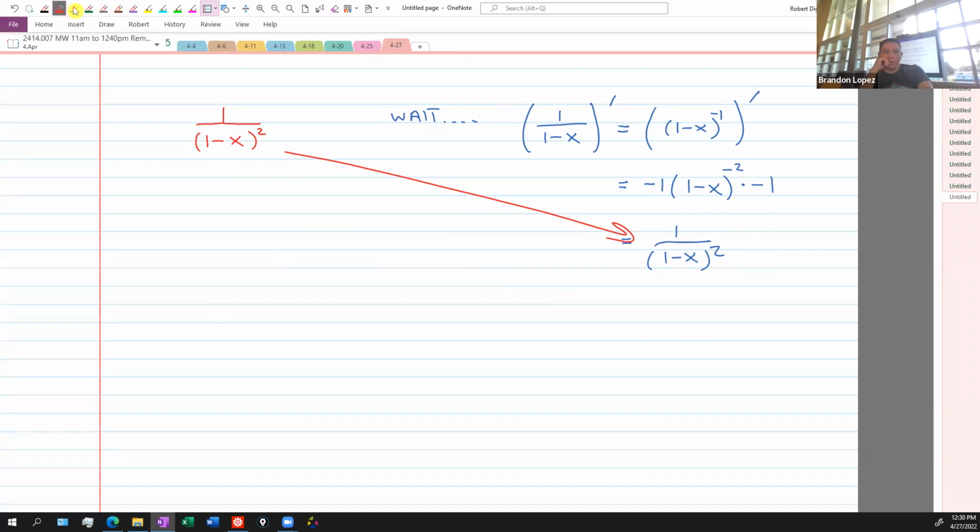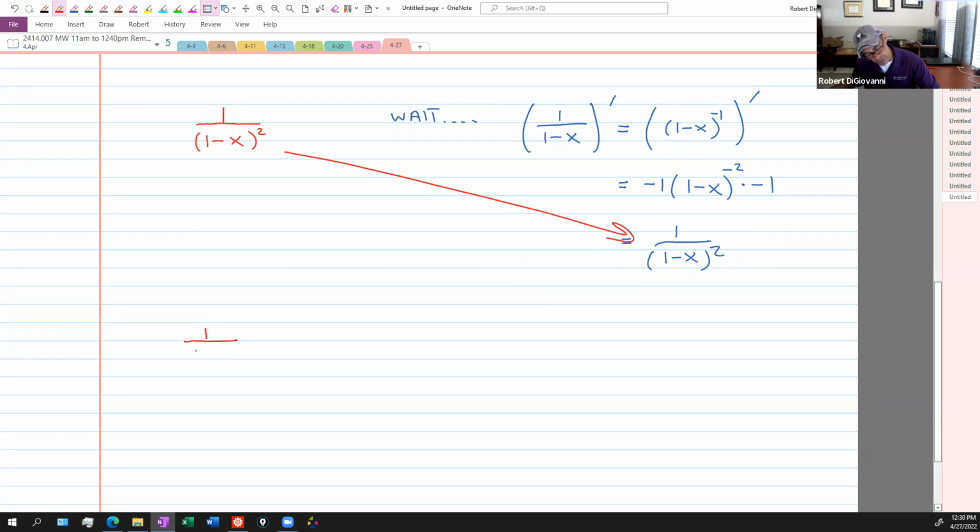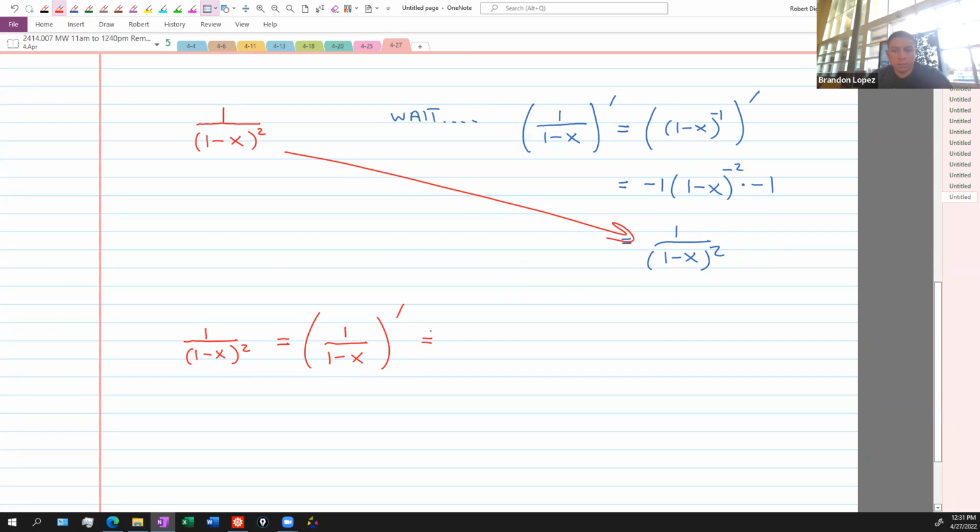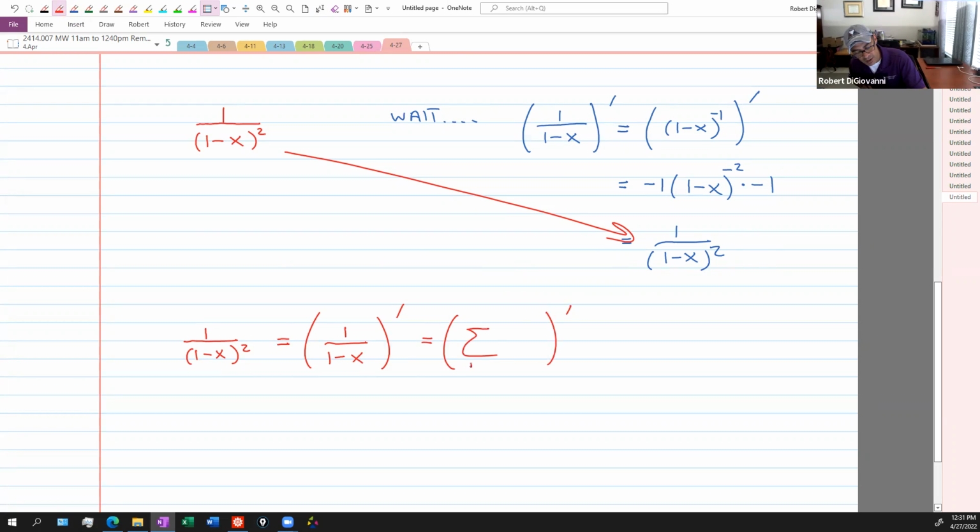Okay, so I'm going to write this down. I'm going to say 1 over 1 minus x squared is equal to the derivative of 1 over 1 minus x. Do you all agree with that statement? Yes. But that is equal to the derivative of the sum n equals 0 to infinity of x to the n, because I can turn this into that series so long as the absolute value of x is less than 1.